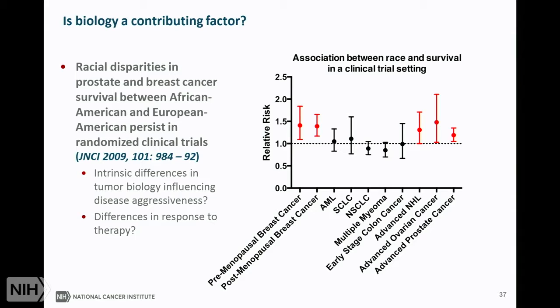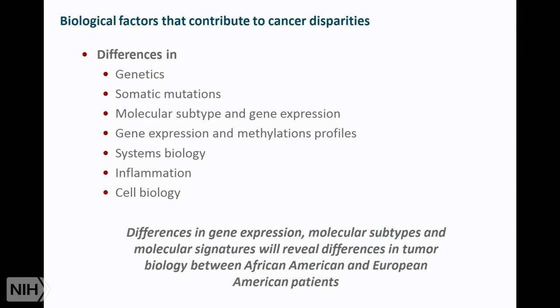And so it started a field that sort of coincided with the explosion of technology and the ability to ask some of these questions about whether or not the biology of cancer is different across different populations. So we think about biology, what do we really mean? So from our perspective, we're thinking about gene expression profiles, methylation, we're thinking about somatic mutations, germline genetics, cell biology, systems biology, all the things that you can do to probe a tumor. So when we talk about biology, that's what we think about.